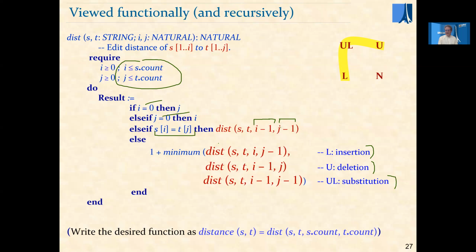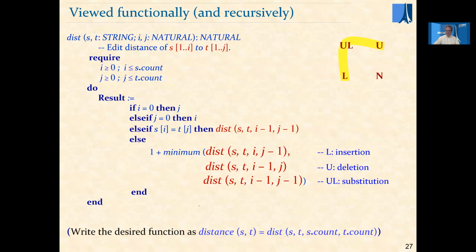I call them L, U, and UL for left, upper, and upper left, in reference, of course, to what we had in the iterative version, but here there is no matrix. It's just a mathematical definition, a mathematical proof, if you like, of the Levenshtein method for getting from edit distances between substrings to edit distances between the entire strings.